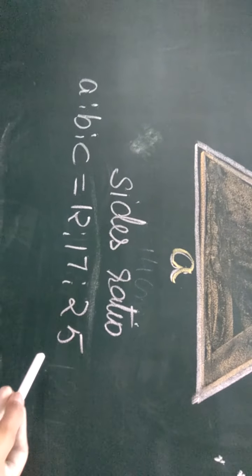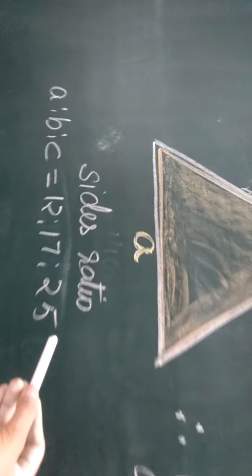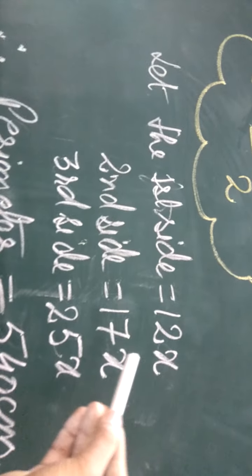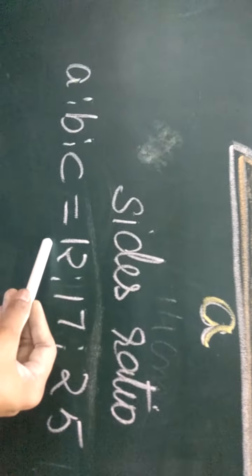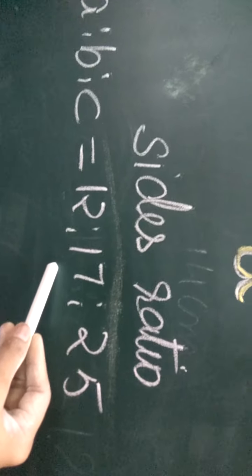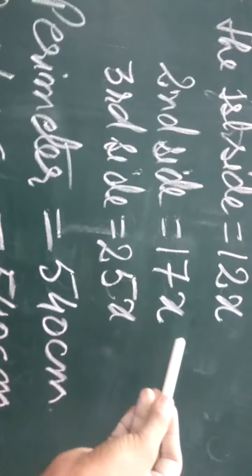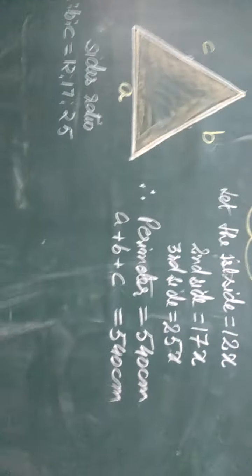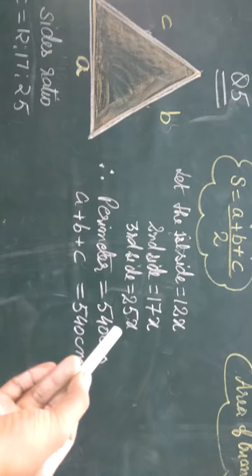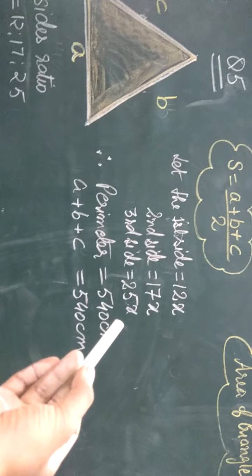Always remember, dear students, whenever the ratio is given to us, to get the sides individually, we will write them in this way. Let the first side be 12. The ratio of the first side is 12, so we will attach a constant x with it. Let the first side be 12x. The ratio of the second side is 17, therefore the second side is 17x. The third side ratio is 25, so we will take the third side as 25x. Is it clear to you?